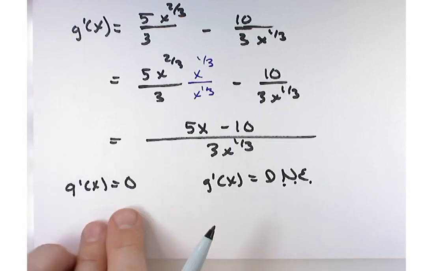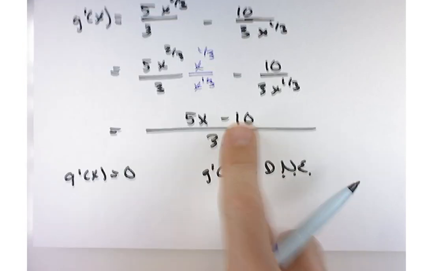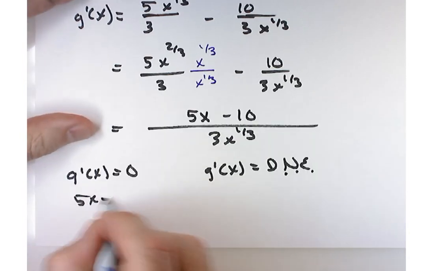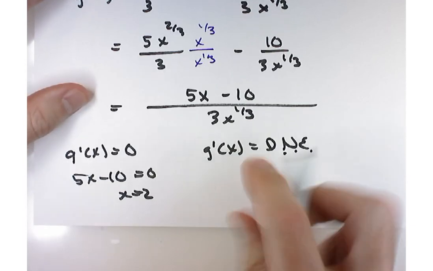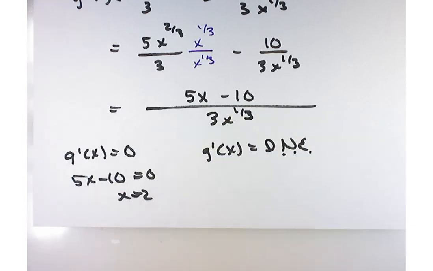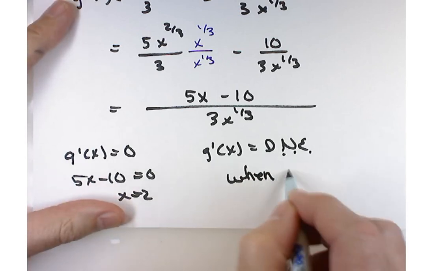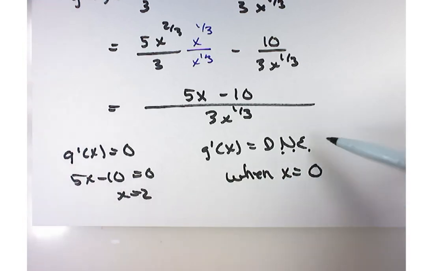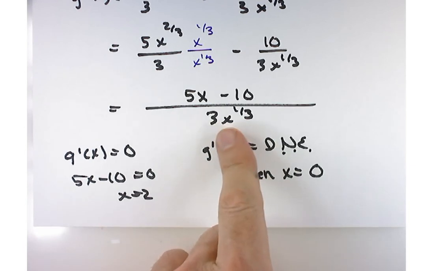So g prime of x equals 0 is going to be where the numerator equals 0. And that's where 5x minus 10 equals 0 or x equals 2. Where does the derivative not exist? Yeah, at 0. The derivative doesn't exist at 0 because you'd be dividing by 0.